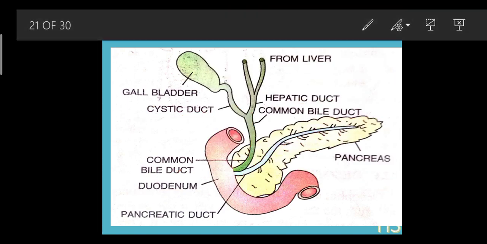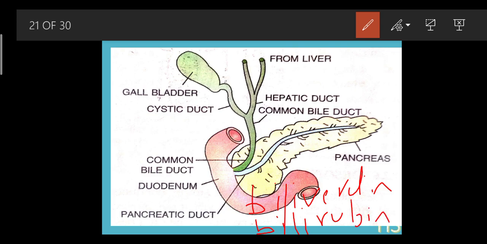One more thing. As I already mentioned, the color of the bile is yellowish green. Why is the color of the bile yellowish green? It's due to the pigments called biliverdin and bilirubin. These are the two important names, biliverdin and bilirubin. What are these? These are nothing but the pigments. And how are these pigments formed?